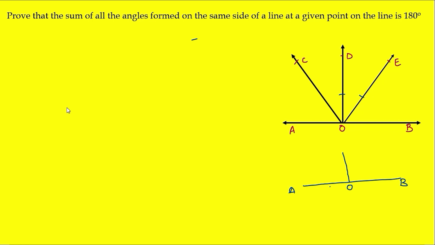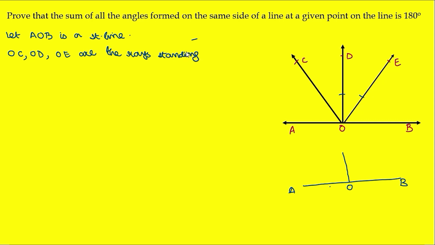Okay. So it's very simple. We will write that let AOB be a straight line, and rays OC, OD, OE are the rays standing on AOB.